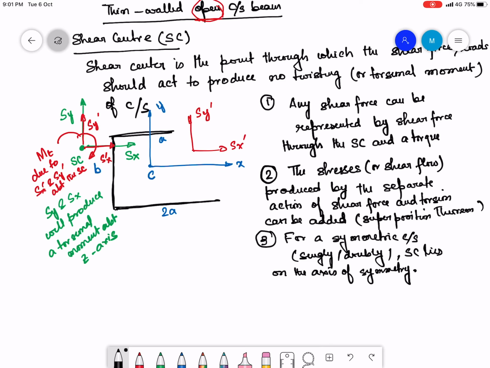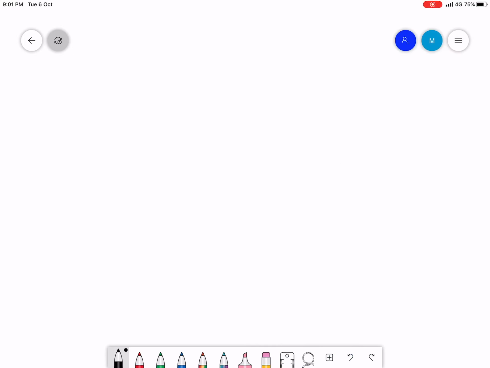Now we will solve an example and see how the shear center can be evaluated for an open thin wall cross section. So let me just clear the screen. Okay, so let us take up an example to solve the problem. Let me take a cross section, a C cross section.